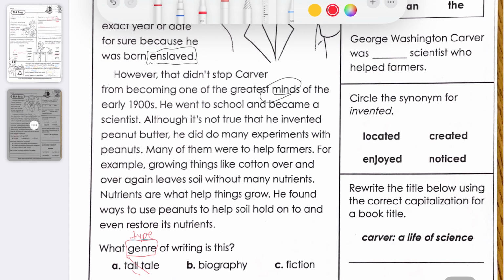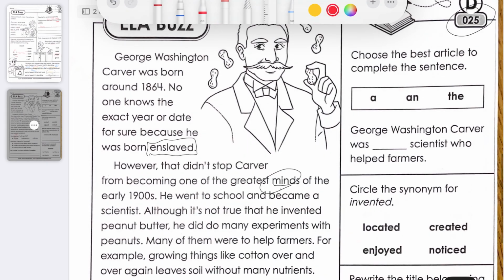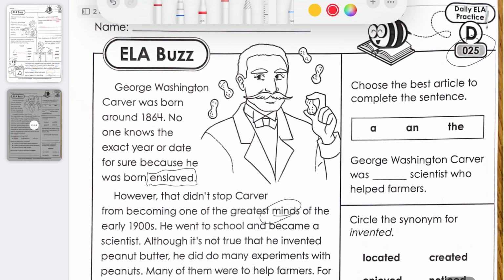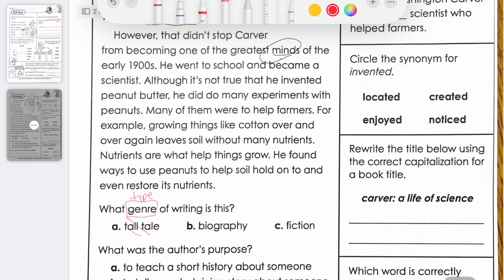A biography. Biography is a piece of writing that tells about someone's life. In this case, George Washington Carver, famous guy, it is a biography. And fiction is, you know, we call it like fake, but it just means it's not real.